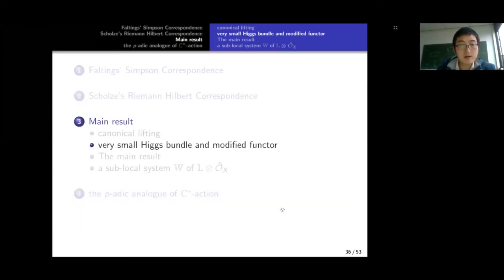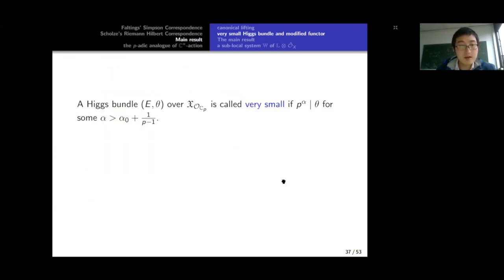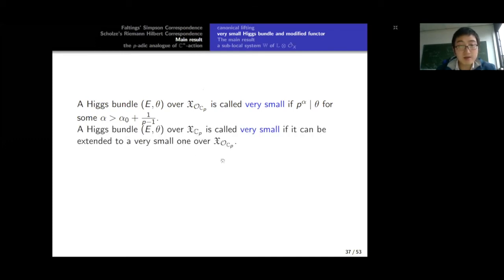Next, okay, now we can describe the modified functor. A Higgs bundle is called very small if P to the alpha divides theta for some alpha greater than alpha 0 plus 1 over P minus 1. And a Higgs bundle over this generic fiber is called very small if it can be extended to a very small one over this X_CP. And if, for example, a graded Higgs bundle is very small. Okay.